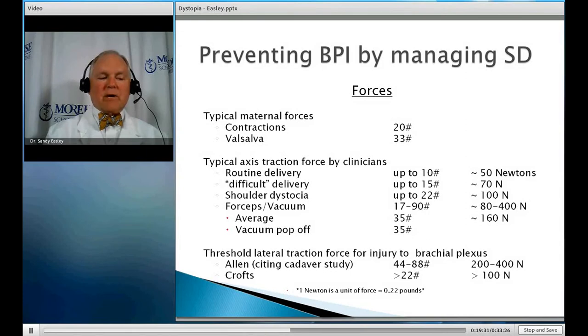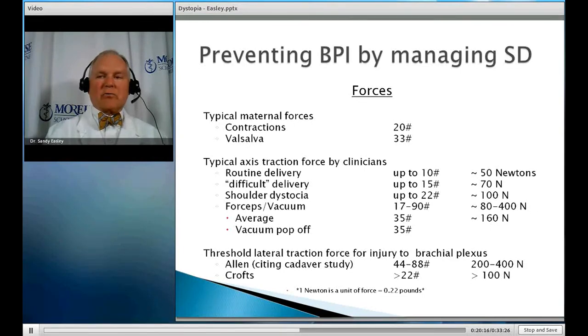In learning proper management, it is important, I submit, to fully appreciate what type and degree of force can injure the brachial plexus. In studies done by Gonik, Allen, Crofts, and others, these forces have been determined. Most of these studies use the Newton as a unit measurement of force. As indicated at the bottom of this slide, 1 Newton is a unit of force of 0.22 pounds, so that 100 Newtons is a force of 22 pounds. Sorry about that misquote.